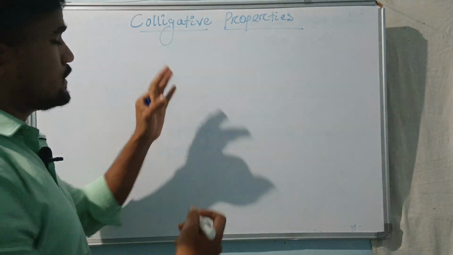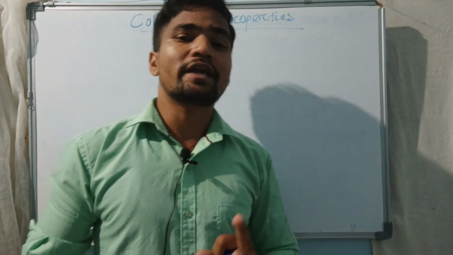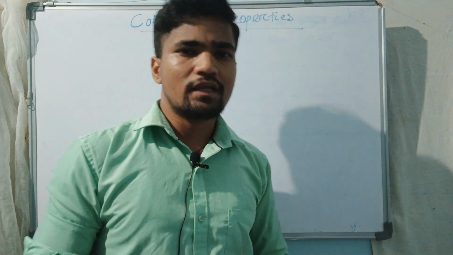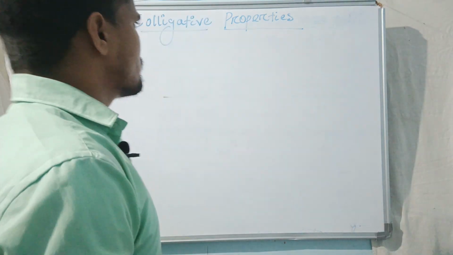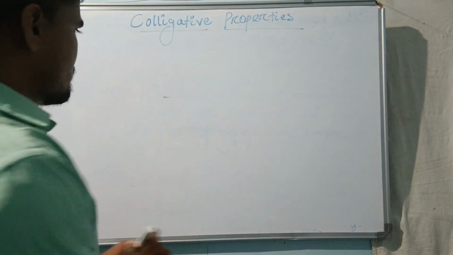So let's start. And this is also called what? Democratic properties, because this only depends on the solute particles. Okay, so colligative properties, what are they?